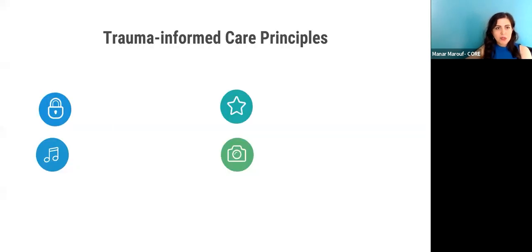So what are trauma-informed care principles? There are four, and we are going to start with the first one, which is about safety. And safety means creating a welcoming environment where clients feel psychologically and physically safe.